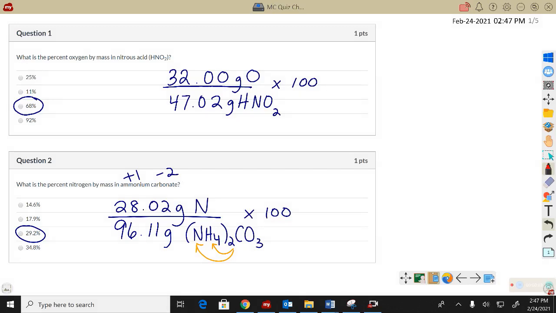Here are the answers to the practice quiz on chemical composition. That includes percent composition, empirical formulas, and molecular formulas. Questions 1 and 2 were just calculating percent composition.